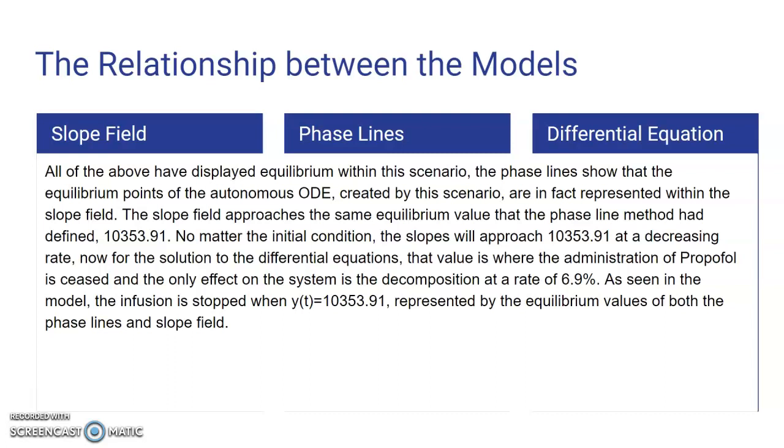Now, for the solution to the differential equations, that value is where the administration of propofol is ceased, and the only effect in the system is the decomposition at a rate of 6.9%. As seen in the model, the infusion is stopped when y of t equals 10,353.91, represented by the equilibrium values of both the phase lines and the slope field.